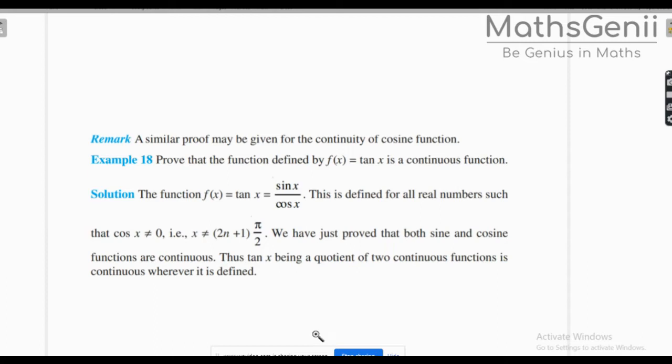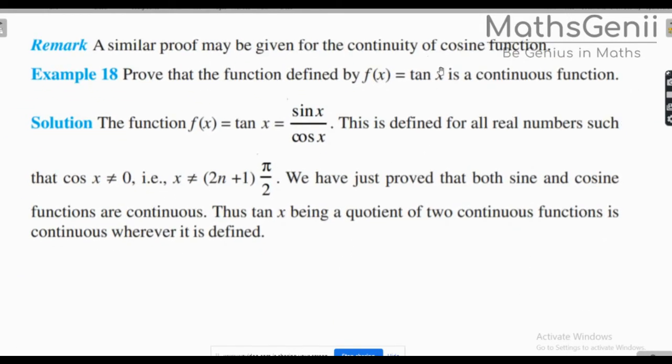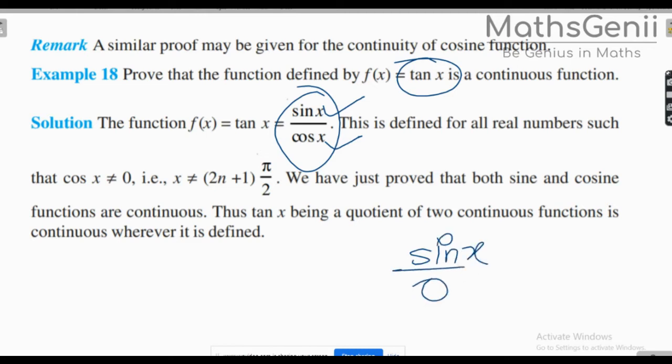Okay. Now, what does it ask me? Prove that tan x is a continuous function. Now we all know what tan x is. Tan x is sin x upon cos x, correct? Now sin x is a continuous function, correct? Cos x is a continuous function. So therefore tan x is going to be a continuous function except when sin x upon 0. Anything upon 0 is not defined.